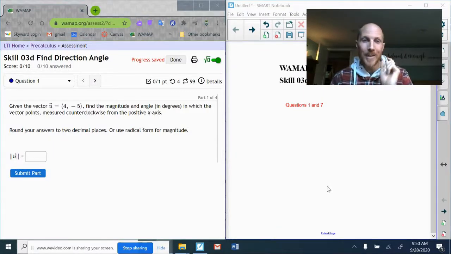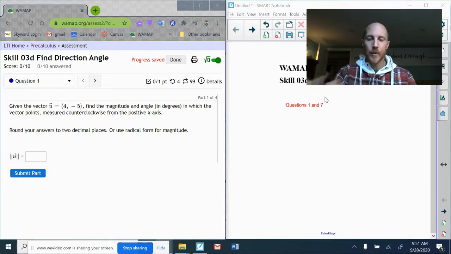Well, precalc, here I am inside the WAMAP assignment for Skill 3D, find direction angle. I'm going to take a look. There are only two different types of problems in this assignment, so I'm going to do question 1 as an example and also question number 7.